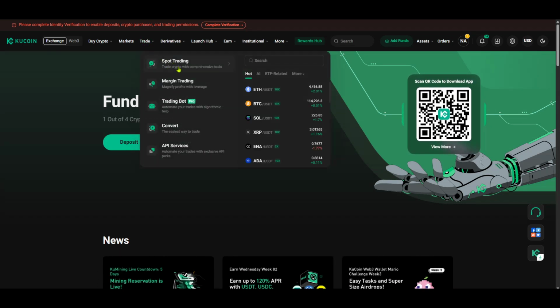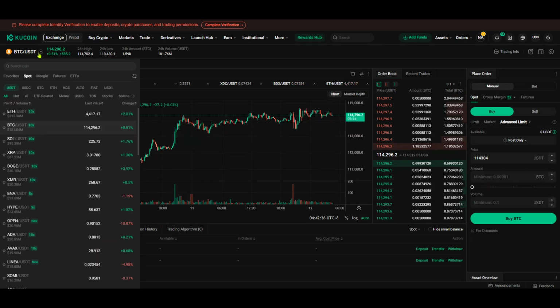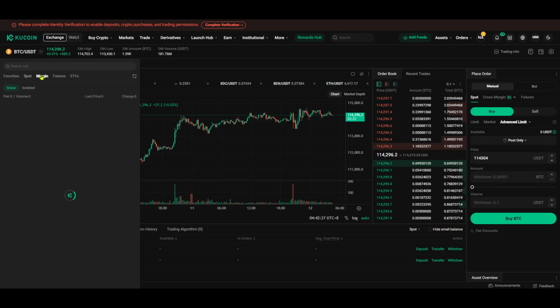In the spot trading section, the next step is choosing your trading pair. A trading pair represents the two currencies you want to trade between, like Bitcoin and Ethereum. Selecting the right pair is essential because it dictates the market you'll be operating in. Take a moment to review the available options and select the pair that fits your trading goals.